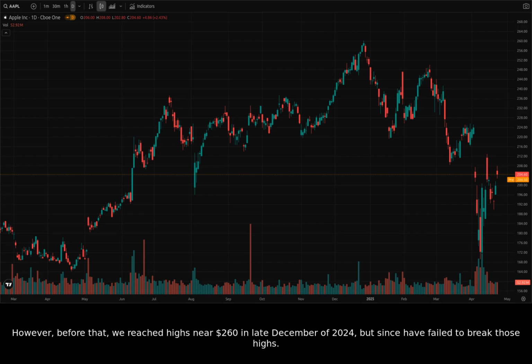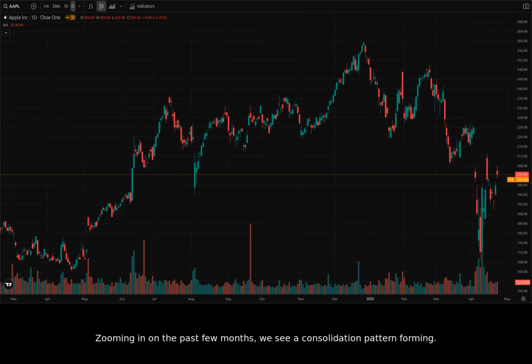However, before that, we reached highs near $260 in late December of 2024, but since have failed to break those highs. Zooming in on the past few months, we see a consolidation pattern forming. The stock has been trading between roughly $165 and $225, and as of April 24th, it's around $204.60. This suggests a period of uncertainty as investors weigh the various factors influencing Apple's future.